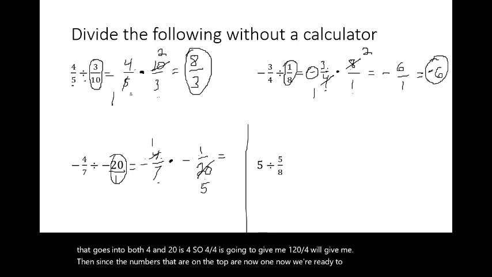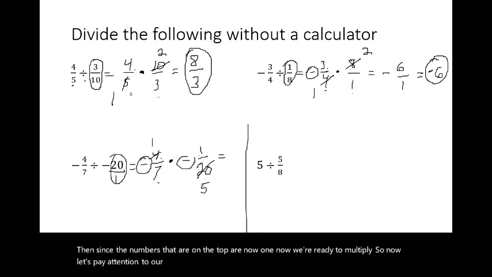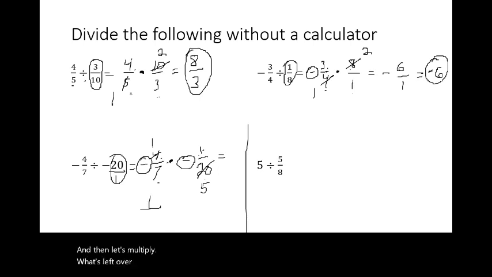So now let's pay attention to our negatives. So we have a negative times a negative. A negative times a negative will give us a positive. And then let's multiply what's left over. So 1 times 1 is 1. 7 times 5 is 35. So positive 1 over 35 is going to be your final answer.